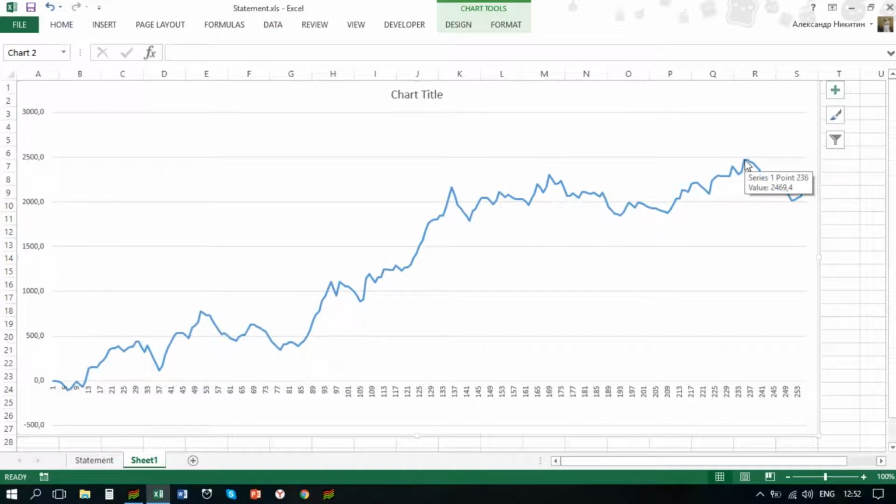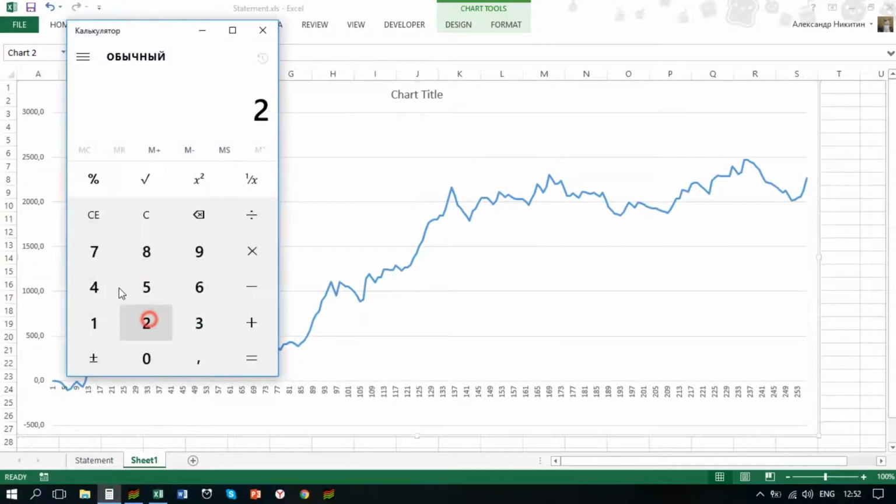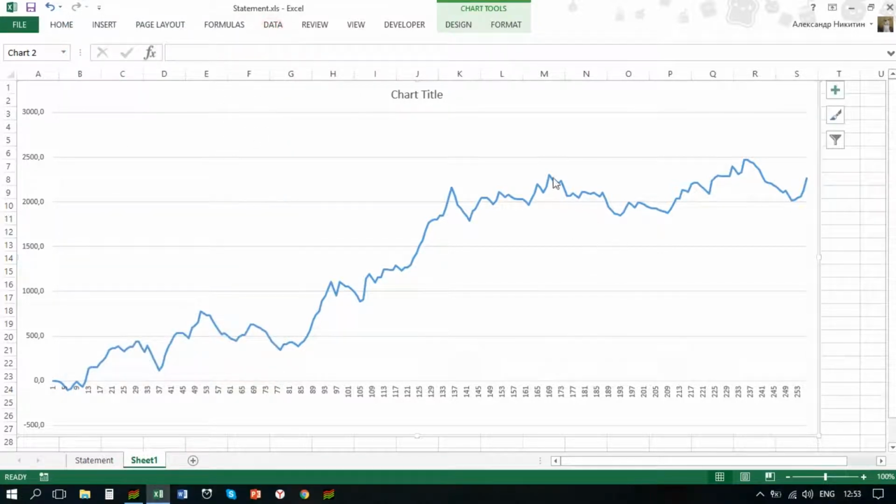Now, what we have right now, 2469 minus 2024. 445 pips drawdown. Just imagine that you are trading 20 pairs and you have 400 pips drawdown.